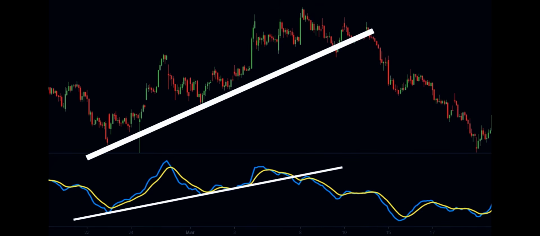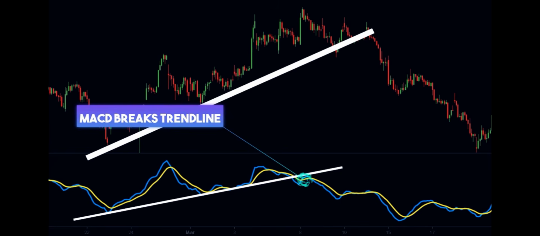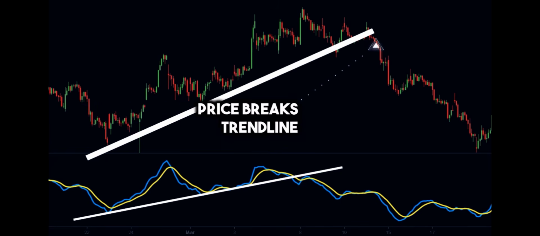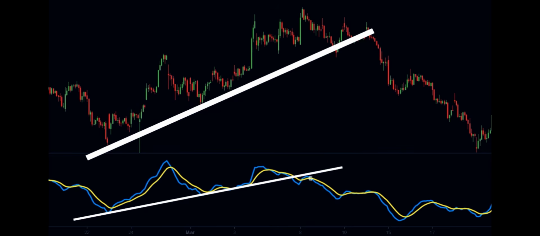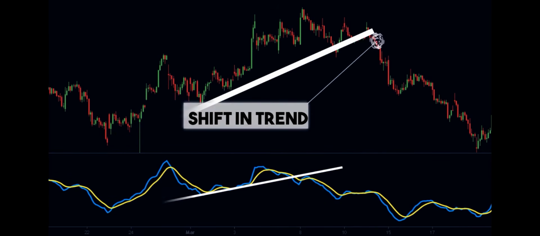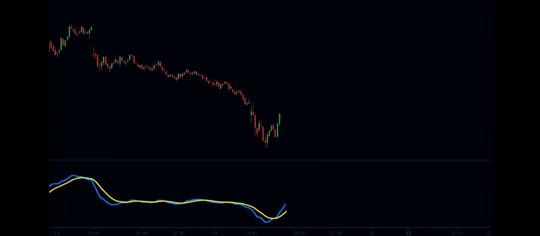The key here is that we want to see the MACD line break below its trend line before the price breaks its trend line. We need to understand the chronology of events. First, the MACD breaks below the trend line, then the price breaks the trend line. This shows us that there is a shift in momentum that leads to a shift in the trend of the stock. Let us look at one last trade to make sure we understand this strategy.